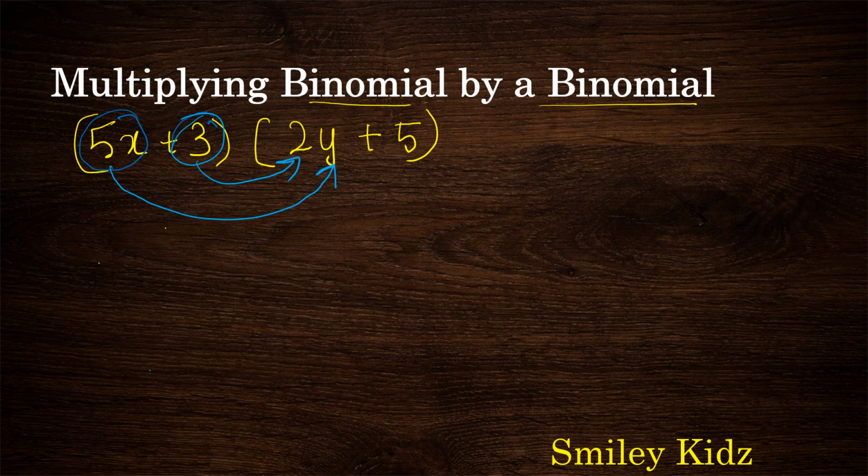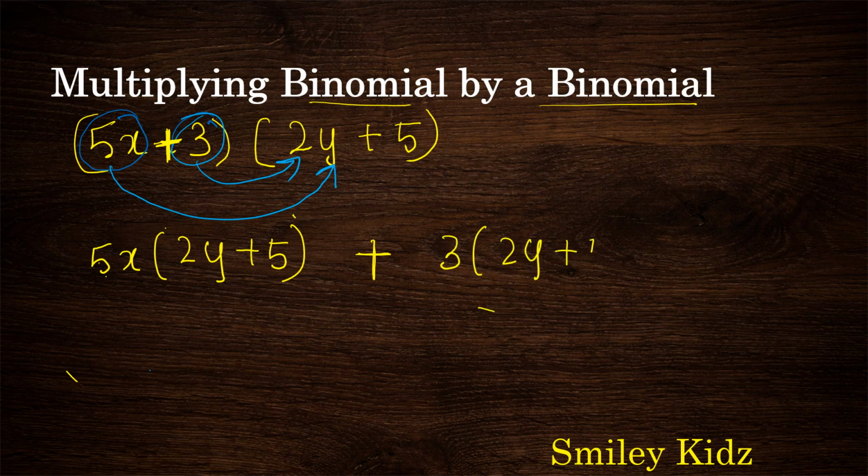Alright, then what does that mean? It means that 5x multiplied by 2y plus 5, plus. Why am I going to put a plus over here? Because here we have plus, so we're going to put plus as well, right? Then we have 3 multiplied by 2y plus 5. What just happened? We multiplied each term of the first expression with the second expression. So we multiplied 5x with the second expression, that is 2y plus 5, and then we multiplied 3 with the second expression, that is 2y plus 5.